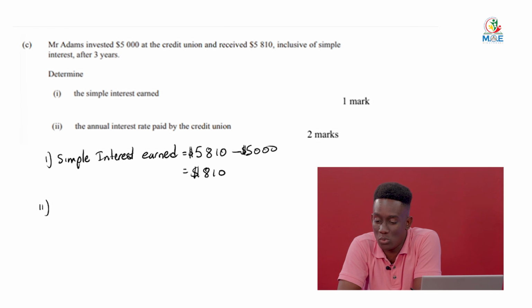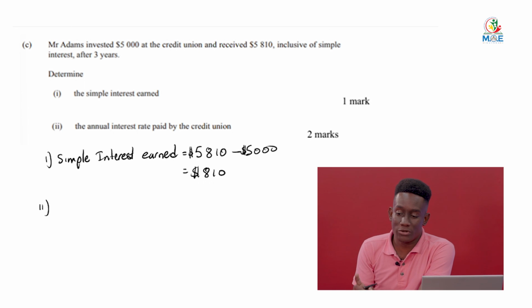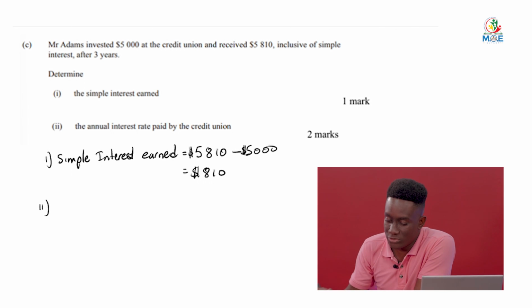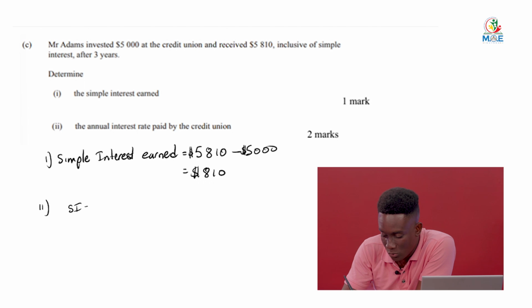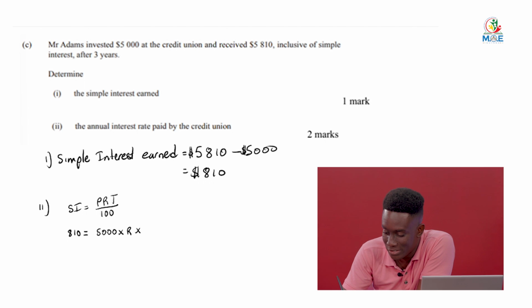So the next part says, the annual interest rate paid by the credit union. So we're talking about annual rate, and annual means yearly. Here we have to incorporate the simple interest formula to find the rate. We know the simple interest formula is simple interest is equal to PRT over 100. So we put in all the values that we know. The simple interest would be 810, so 810 is equal to P, the principal money invested, which is 5,000, multiplied by the rate that we want to find, multiplied by the time, which in years is 3, and all of this divided by 100.